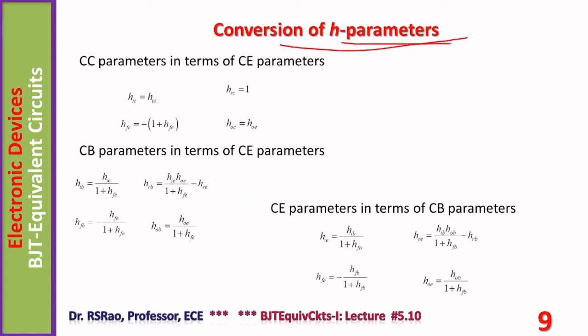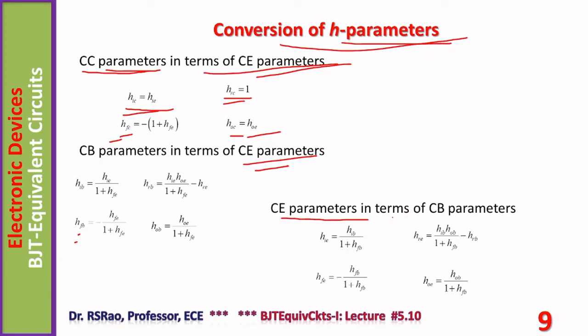Conversion of H parameters. We have seen in the previous slide that parameters assume different values for different configurations. They are different, but there exists some relation between them. Those relations are given here. CC parameters in terms of CE parameters. Once CE parameters are available, CC parameters can be obtained using these relations. HIC is equal to HIE, HRC is equal to 1, HFC is equal to minus 1 plus HFE, HOC is equal to HOE. And CB parameters in terms of CE parameters. HIB is HIE over 1 plus HFE, HRB is HIE HOE over 1 plus HFE minus HRE. HFB is equal to minus HFE over 1 plus HFE. HOB is equal to HOE over 1 plus HFE.